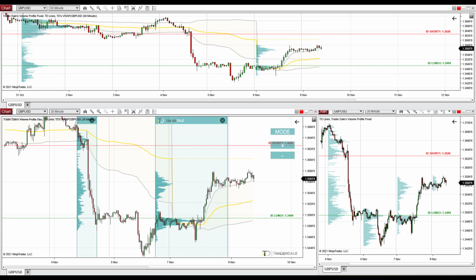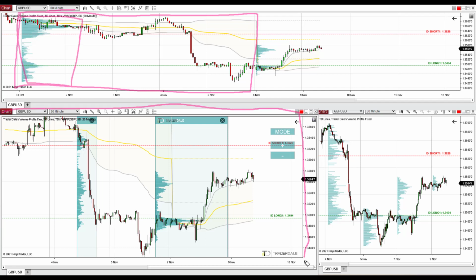So what you see before you is my day trading workspace, and those three charts are linked. They always show the same trading instrument, in this case the British pound. The chart at the top is a 60-minute chart with weekly volume profiles that show volume distribution throughout the whole week. The chart below it is a 30-minute chart.